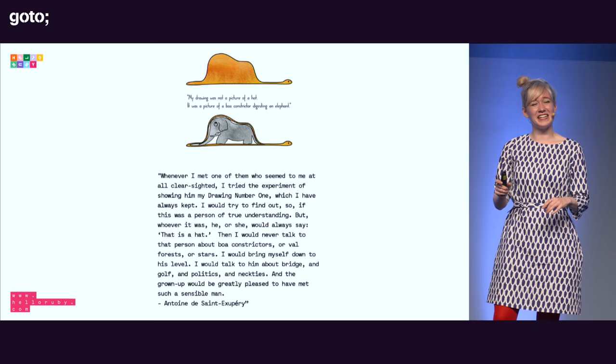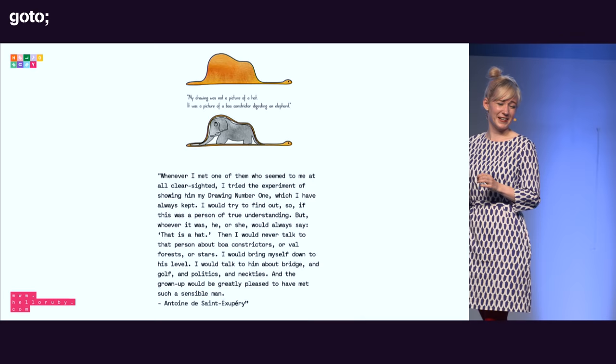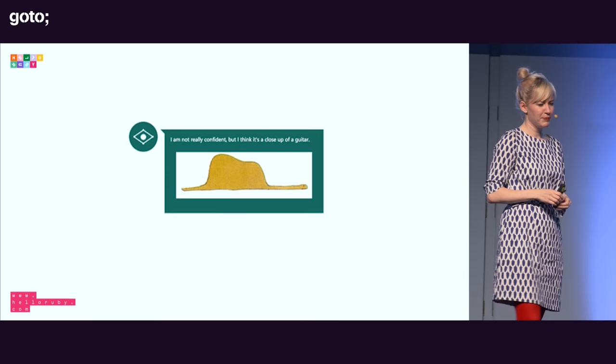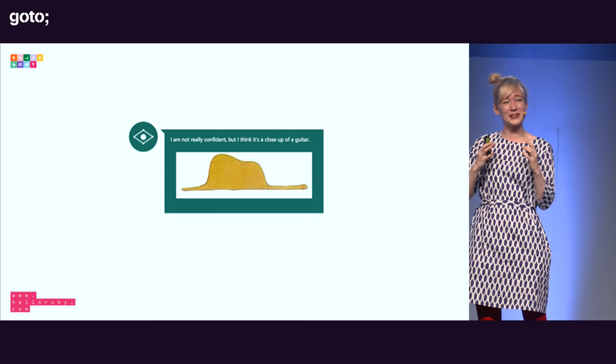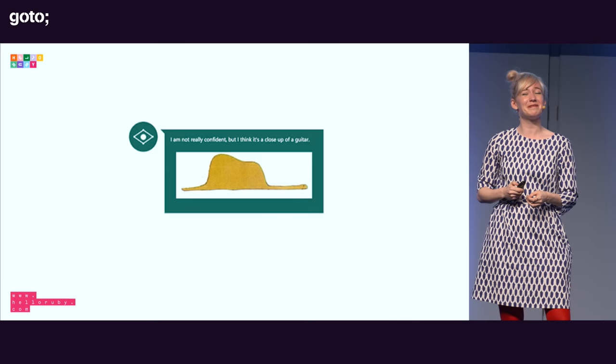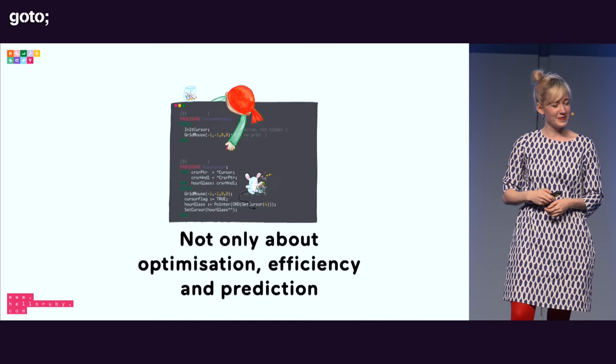So I showed this image to the Microsoft image Vision API, and it said this. I'm not really confident, but I think it's a close-up of a guitar. And I think this is the future of AI, where computers can give us a radically different perspective into a problem we thought we knew already. And it requires, again, us humans to be a little bit more curious and creative when it comes to the applications of our technologies. Another story comes from Finland, where I originally come from.